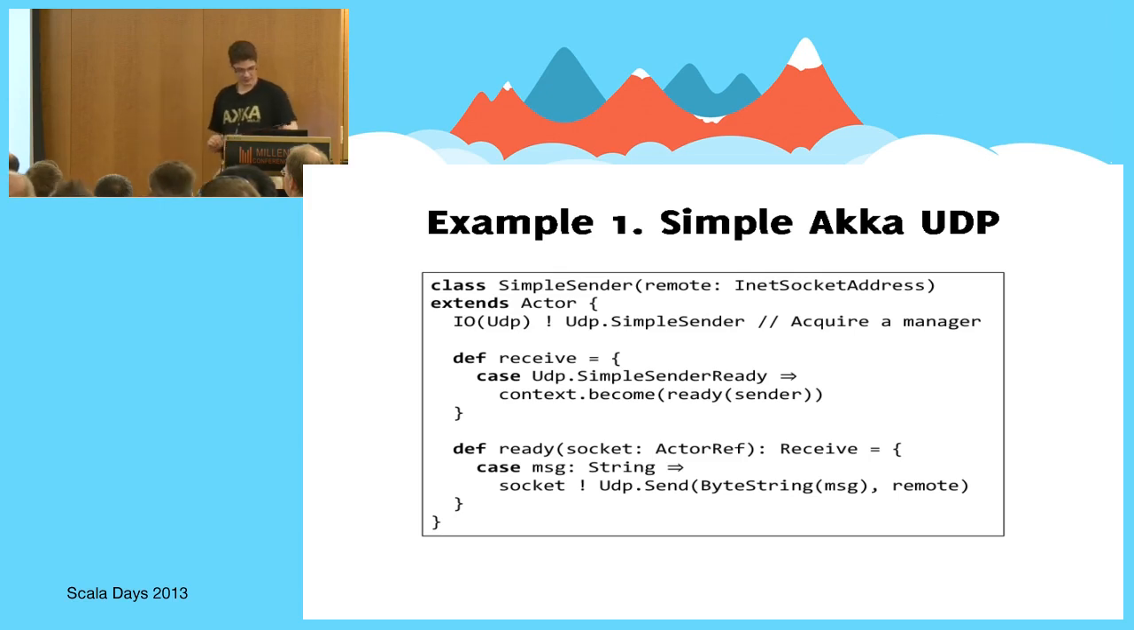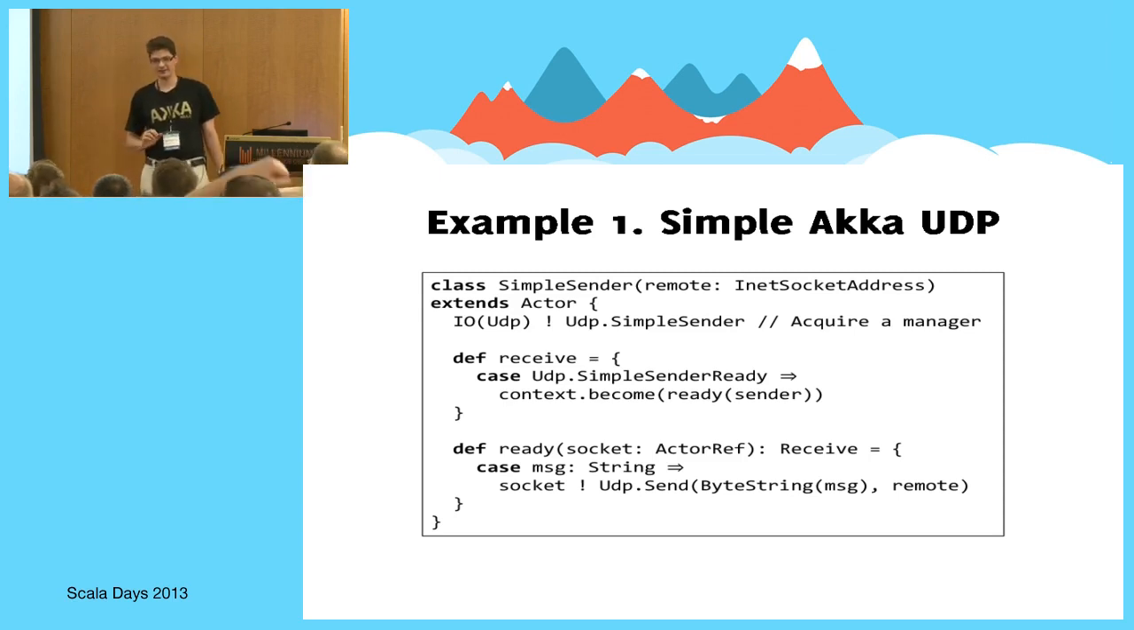So how does this work? First of all, there is this IO extension. It's an Akka extension, but it's just kind of a magic incantation. So you say, I want the UDP API. This is an actor. Everything is an actor. You send him a message. It just says, I want a UDP channel, a simple sender channel, which will do nothing, just give me something that I can use for sending messages.